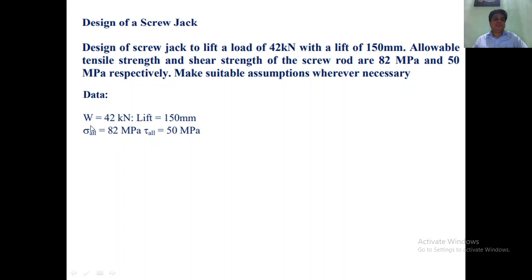In some problems only the material properties, ultimate tensile strength, yield strength and shear strength will be given, and you have to consider a factor of safety of 3 or 4 and then calculate the allowable strength in tensile as well as in shear. Already in this problem the allowable strength is given, so there is no need of considering a factor of safety here.